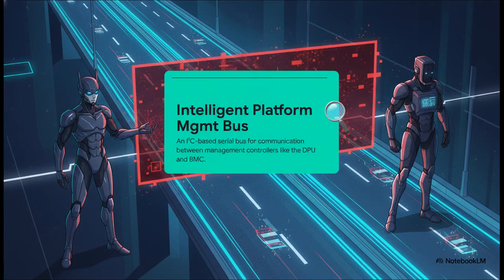Okay, before we dive into the fix, let's get on the same page. We're talking about the IPMB, or the Intelligent Platform Management Bus. The easiest way to think about it is like a private, dedicated communication highway inside your system. It's the road that lets the DPU's ARM brain talk to the main baseboard management controller, or BMC. When there's a traffic jam on this highway, nothing gets through.